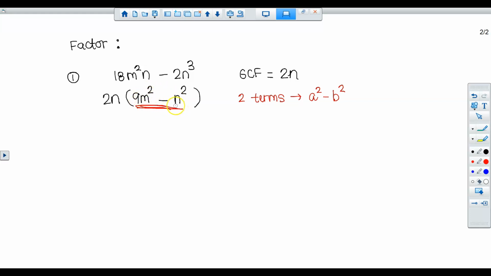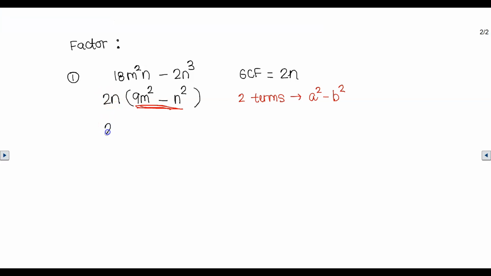And the answer to that is yes, because 9m to the second is 3m times 3m, and n to the second is n times n. So what that means is I'm going to factor some more. Now, watch this. I'm going to take this GCF and I'm going to move it down. So I'm going to bring that down to the next line.